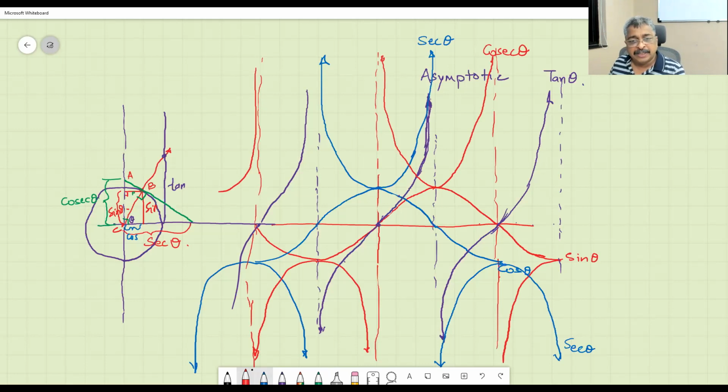And as far as tan theta is concerned, okay, how do we get geometrically the tan theta value? You draw tangent at 0, 1.